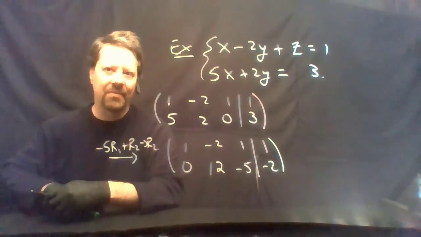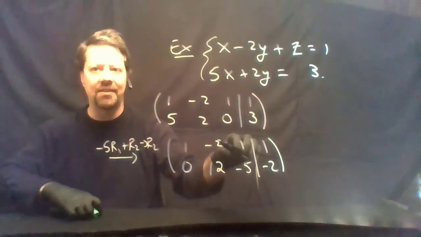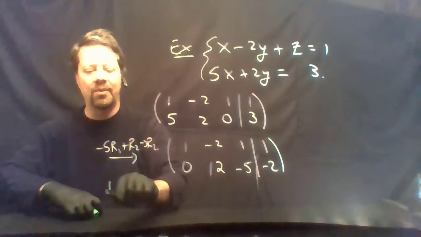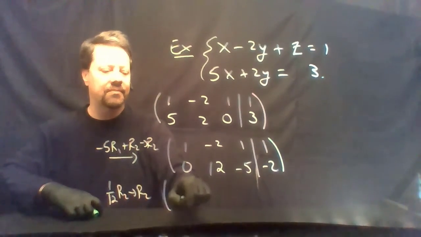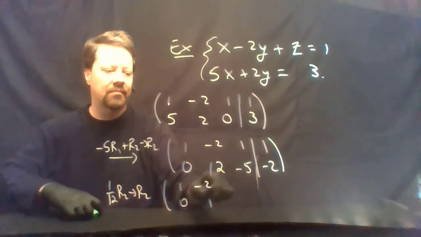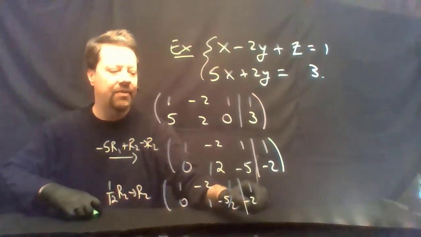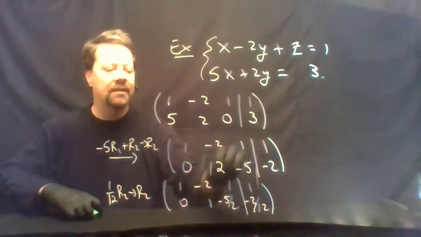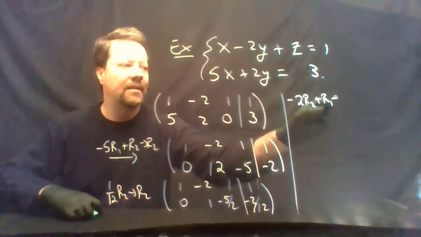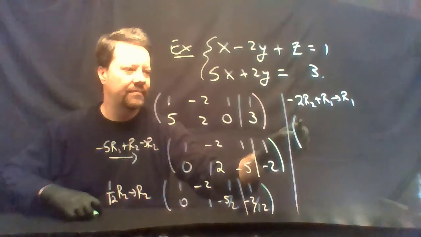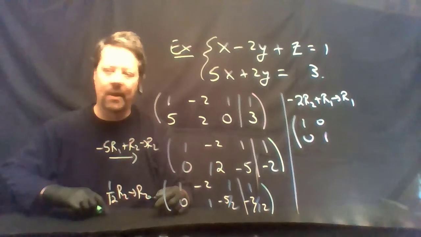To place this in reduced row echelon form, we still have to multiply through by 1/12 on the second row and then get a 0 above the leading one. So 1/12 row 2 yields a new row 2. We'll have negative 5/12 and negative 2/12 filling out the row. Then we need to take negative 2 times row 2 plus row 1, yielding a new row 1. That'll give us a 0 above the leading one in the second row.